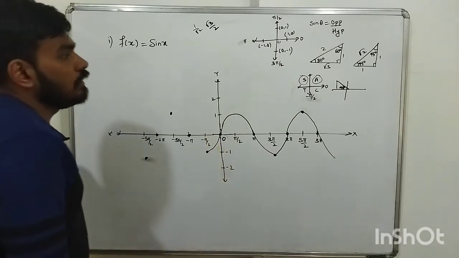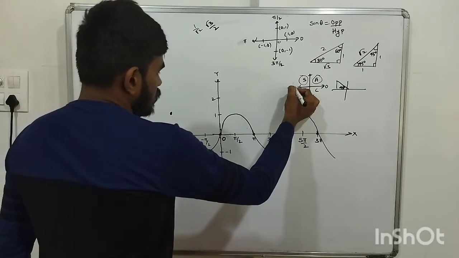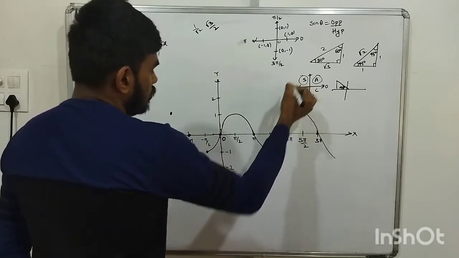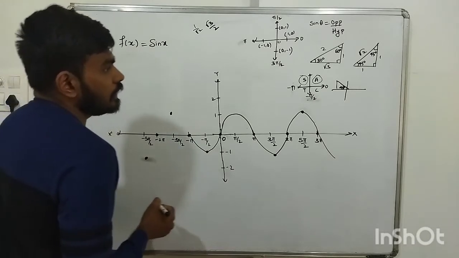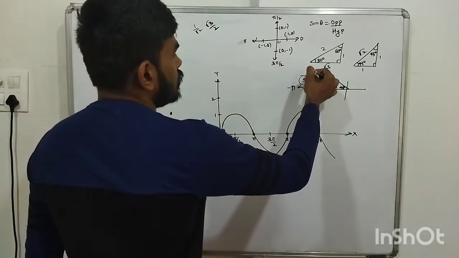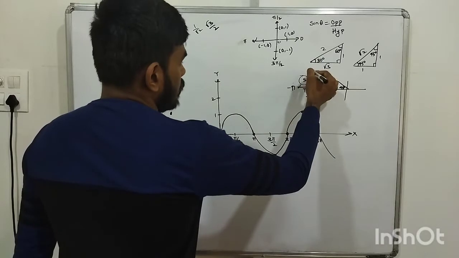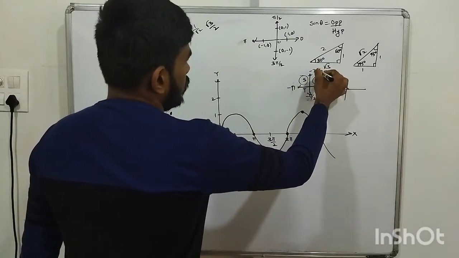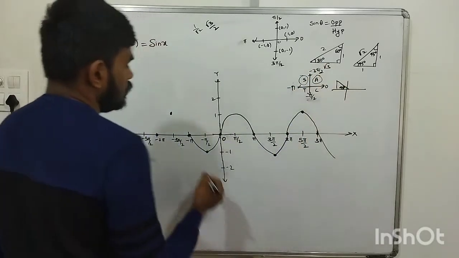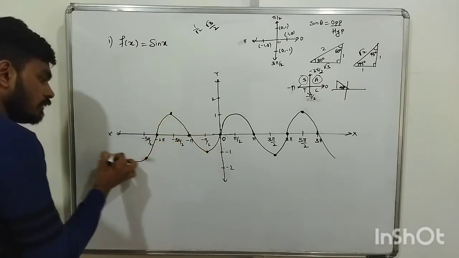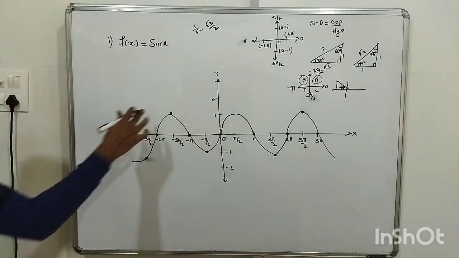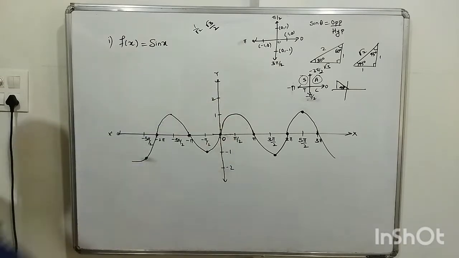Then again from minus pi by 2 to minus pi, sine is negative, so the curve will come on the negative side. And then from minus pi to minus 3 pi by 2, if we go clockwise, sine is positive again. So this way we get a nice curve here.